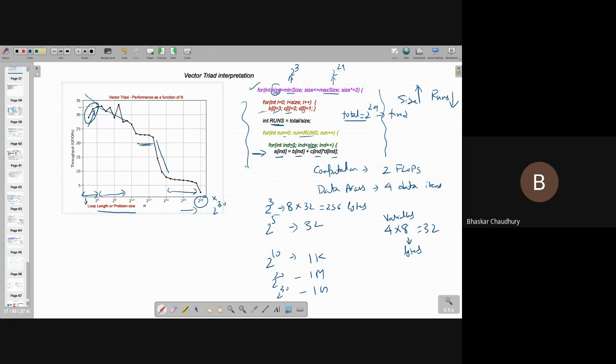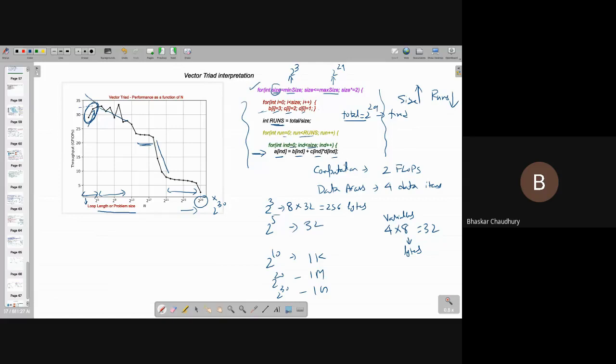Now the point is, how can we interpret this plot? Can someone tell me something about this? Sir, first it would be a miss, so it is less, then the throughput would increase. No, no, no, no, no.